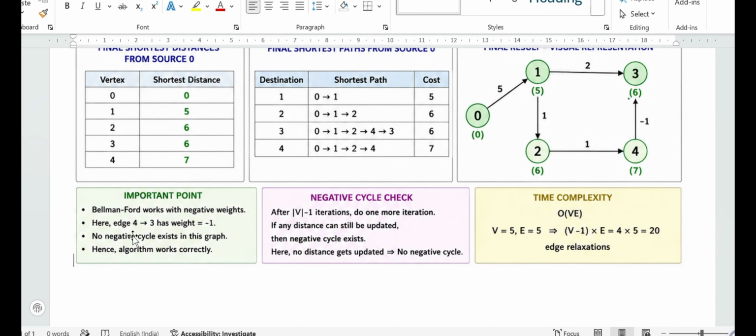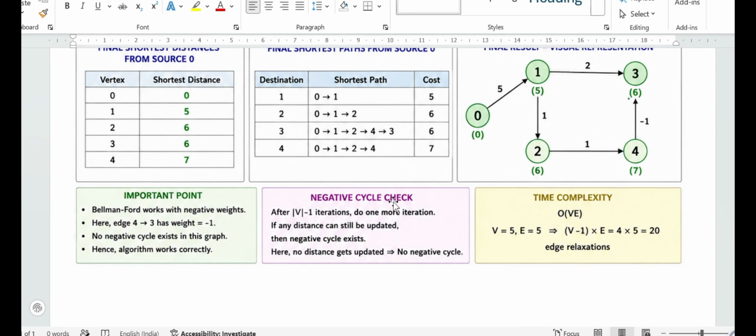An important point is that Bellman Ford works with negative weights also; it can handle negative weights. Here the weight of 4 to 3 is minus 1, right? This is in the given graph. No negative cycle exists in this graph. That is very important. If any negative cycle is in the graph, we cannot find the result using the Bellman Ford algorithm. Here there is no cycle because the direction is reversed at 4 to 3. If a path starts from 1 and again reaches 1, this is a cycle. This is not allowed in Bellman Ford.